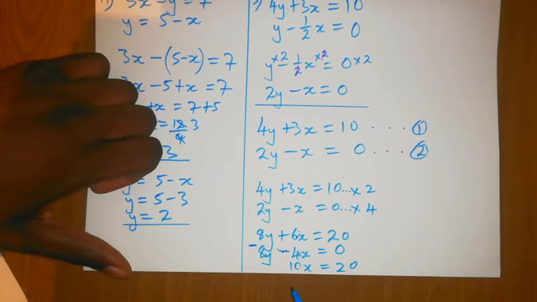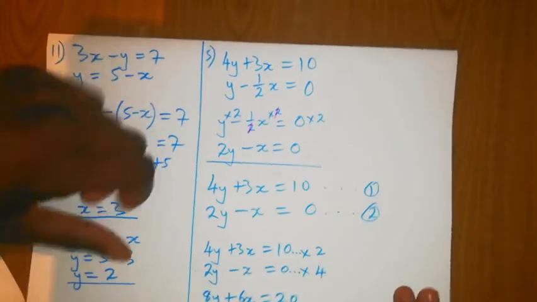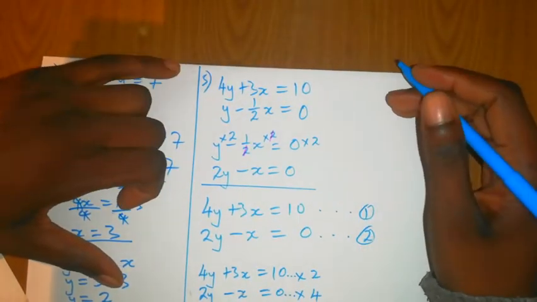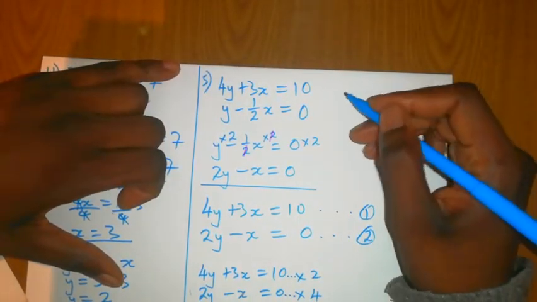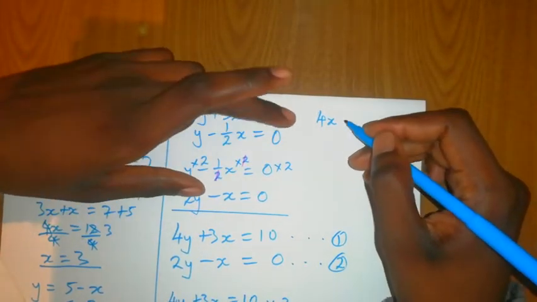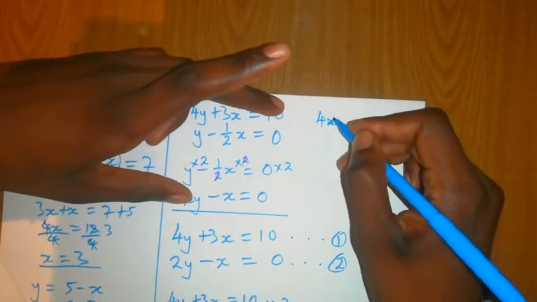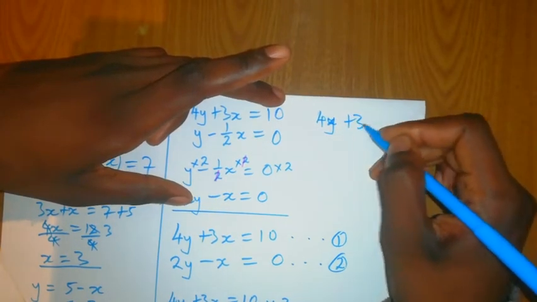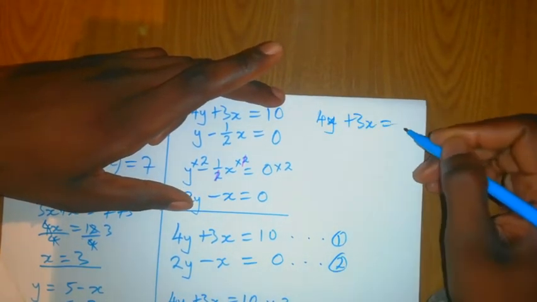That's a 20. If I am to divide here, I'm going to obtain what? My x is equal to what? 2. My x is equal to 2. Then I'll substitute there. I'll choose any of the equations. I'll take 4x. Is it 4x or it's 4y? Okay, it's 4y plus 3x is equal to 10.